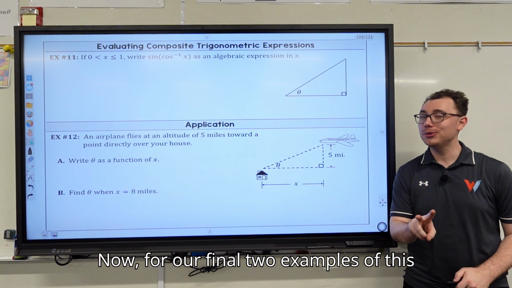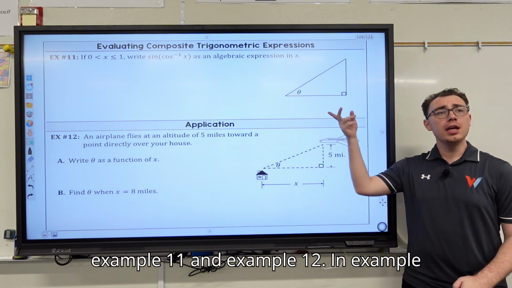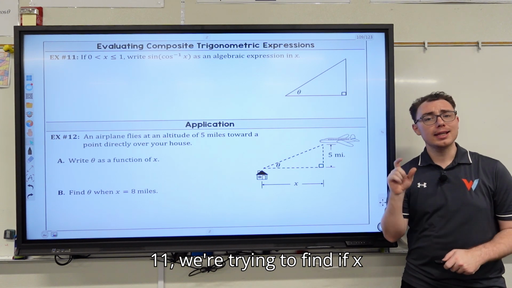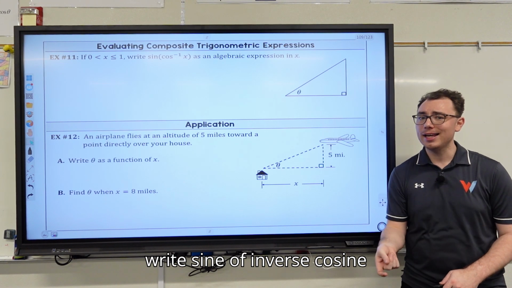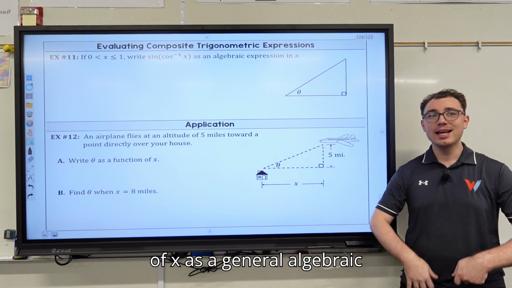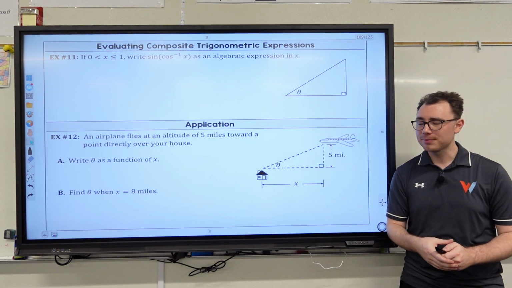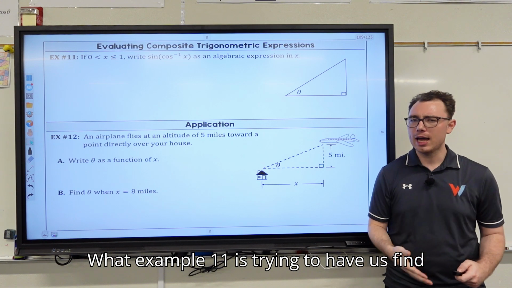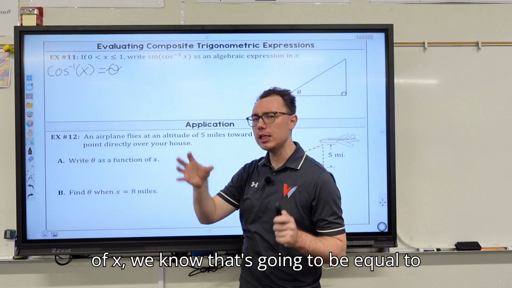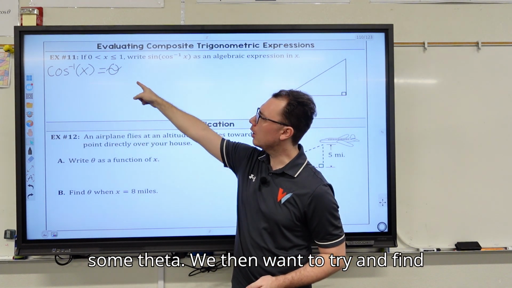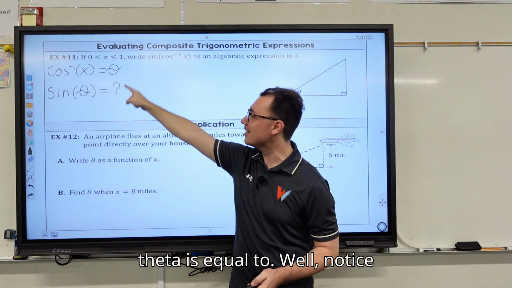Now, for our final two examples of this lesson here, we're taking a look at example 11 and example 12. In example 11, if x is between 0 and 1, we want to write sine of inverse cosine of x as a general algebraic expression in terms of x. What example 11 is trying to have us find is, if we take inverse cosine of x, we know that's going to be equal to some theta. We then want to find what sine of that theta is equal to.